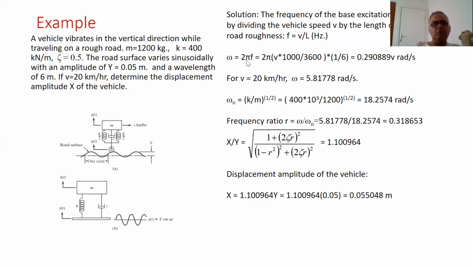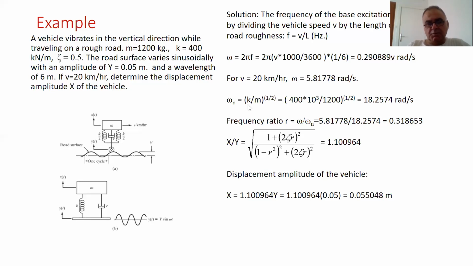If you want the circular frequency, you will have to multiply by 2 pi. So we get a term like 0.29 V, where V is in kilometers per hour. So the omega, if you multiply it by 20, you get 5.81 something radians per second.